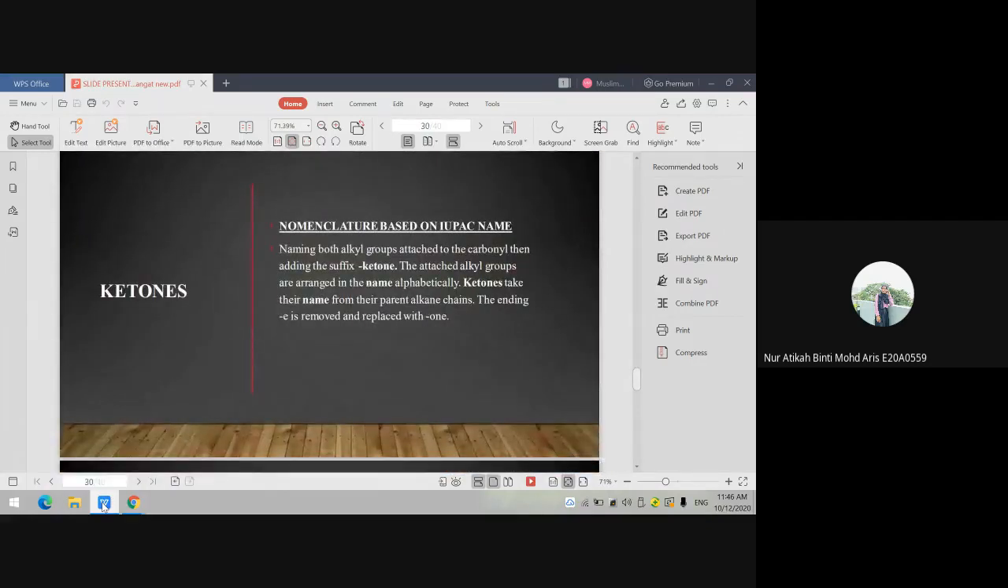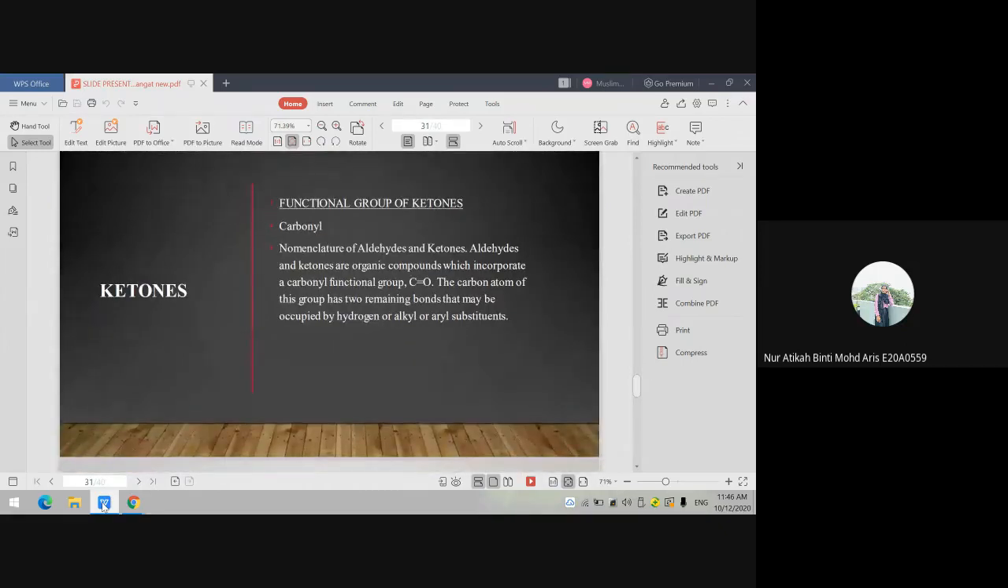Next is nomenclature based on IUPAC name. Name both alkyl groups attached to the carbonyl, then add the suffix "-ketone". The attached alkyl groups are arranged in the name alphabetically. Ketones take their name from their parent alkane chains. The ending "-e" is removed and replaced with "-one".